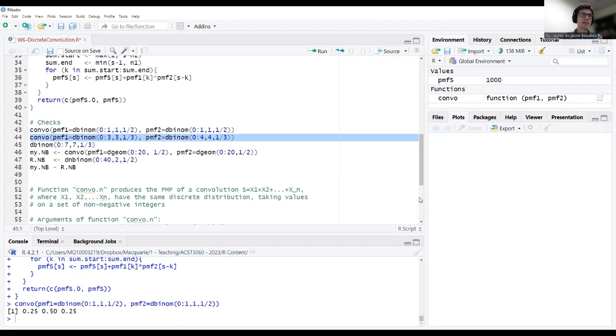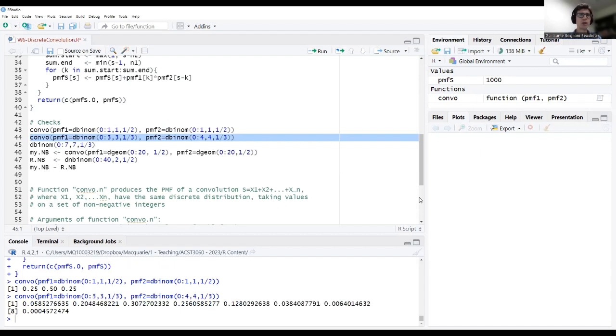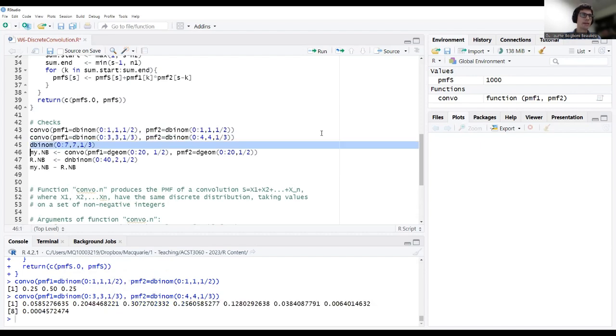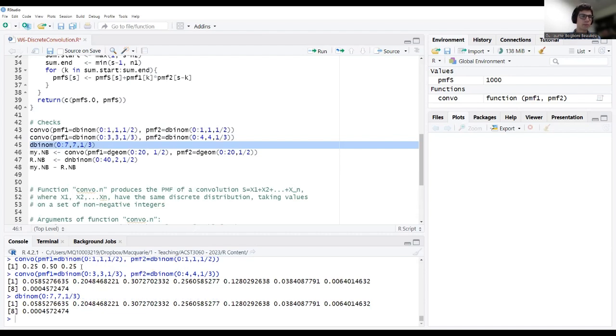But in certain cases, we know that the sum of binomials with the same probability of success gives you again a binomial. So here, if I'm summing a binomial 3, 1/3 and a binomial 4, 1/3, I should get a binomial 7, 1/3. So these are the probabilities I got with my code. And then if I check them with the theoretical probability for a binomial 7, 1/3, you can see that those numbers match. Yes, it seems it worked.